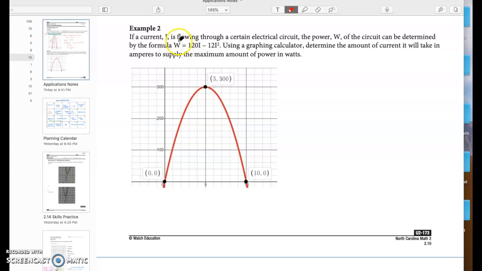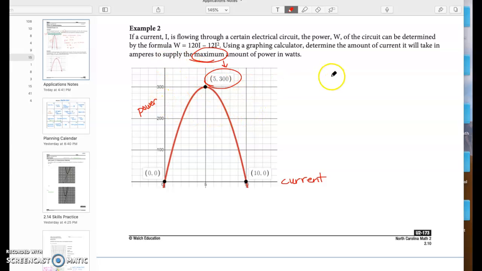So our function, W is the output, so the y-axis is representing the power. I is the current, which is measured in amperes. I think that's how you say that. So again, your x-axis is your input. That is the current. We want to maximize. So we look at that as a key word. If they ask us for the maximum, then we're asking for the highest point. So we would find the vertex. That is your keyword. That means for that scenario, you're finding the vertex.